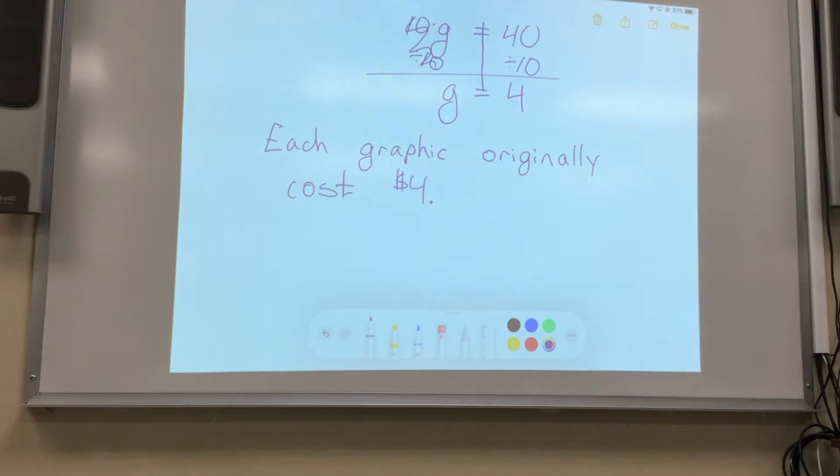So it's mostly the same thing that we did, it's just more numbers. Once you distribute, it's just like you were working on before. So the only new thing we're adding in is making sure you remember how to do the distributive property. Oops, did anybody realize I missed a word in my sentence? Each graphic novel originally cost $4.